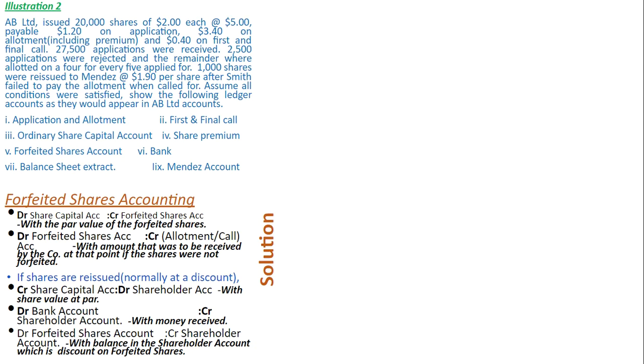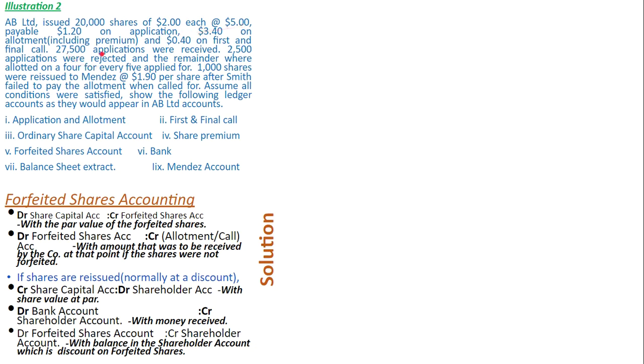So before we present the solution, there are points that we need to take note of. First, we have a share premium of $3, being $5 less $2, because our shares were issued at $5, so we have a share premium of $3. Next, we are also told that on allotment $3.40 was paid including the premium, which means of the $3.40, $3 is the premium and 40 cents is the share capital.